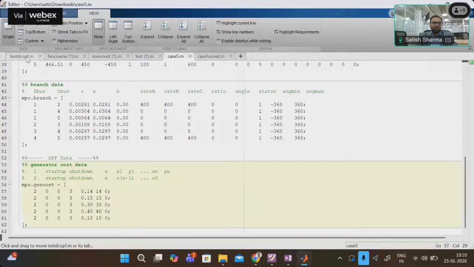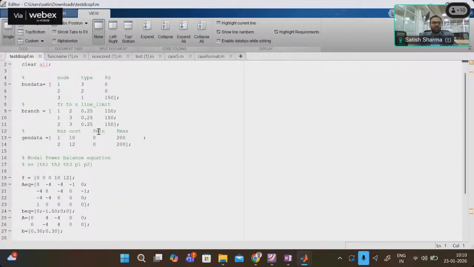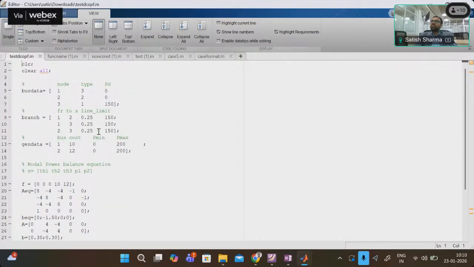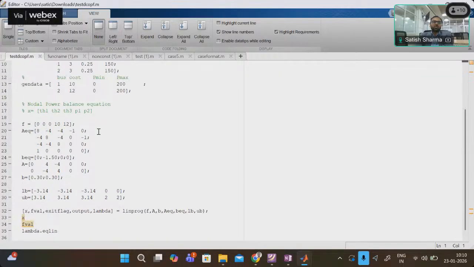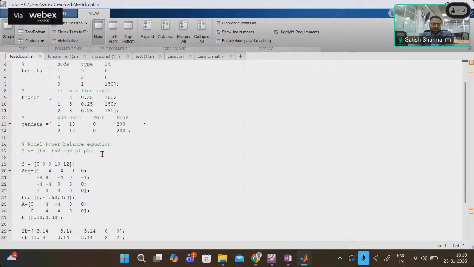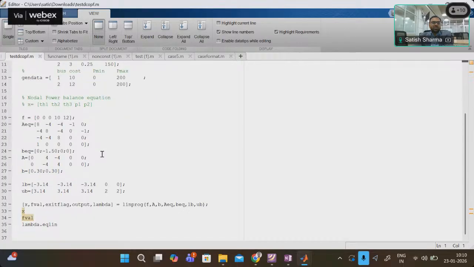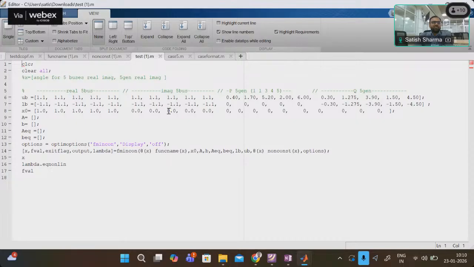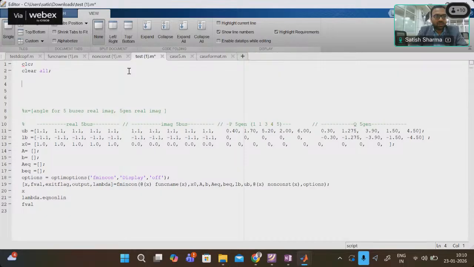Okay. Now this DCOPF program we have written here, it is for DCOPF using linprog. The cost coefficients which we have considered were for a two bus system. We have written this particular program for our three bus system. Now if I want to change it, let's write it for the 5 bus system. So first of all, what I will do is add this data.